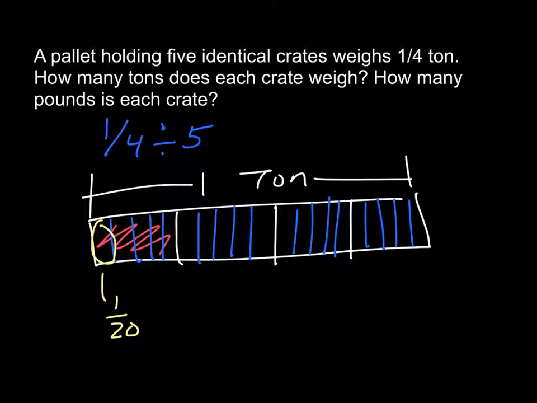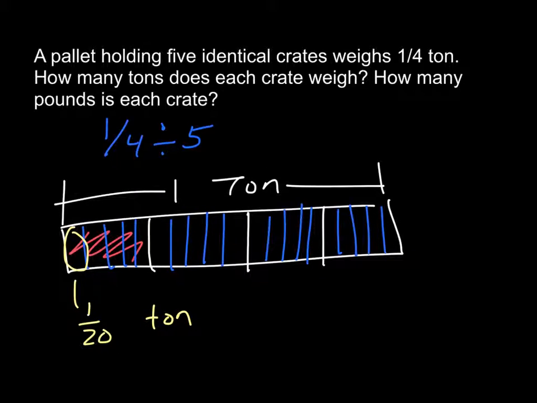For the first part, I drew out my 1 ton that I'm starting with, my quarter ton identified, and then I divided that by 5 because there are 5 crates inside this quarter ton, and I see that 1 crate is 1/20th of a ton. And then what I need to do is convert it into pounds. And remember that there are 2,000 pounds in a ton.